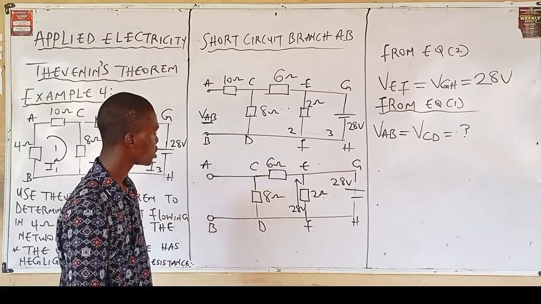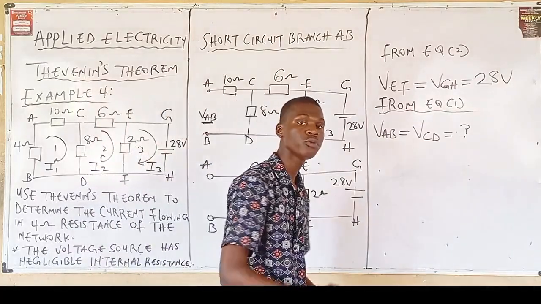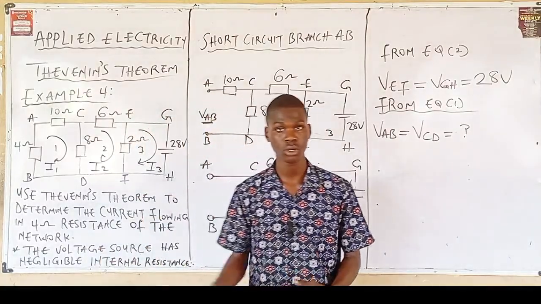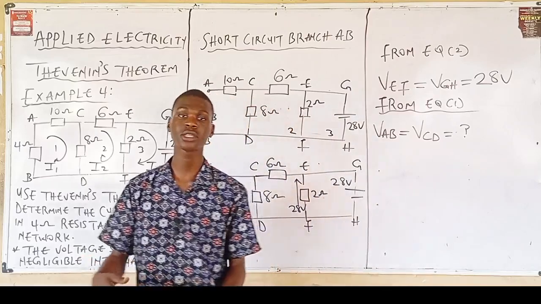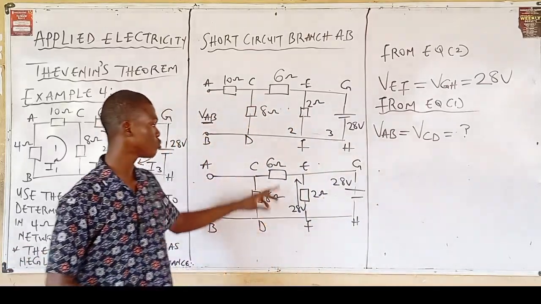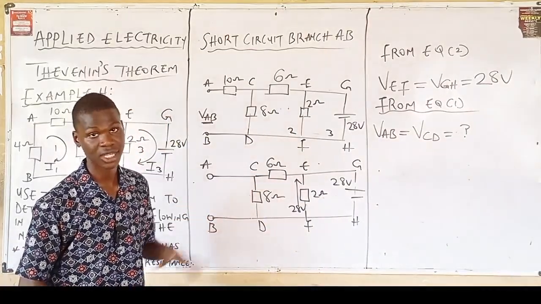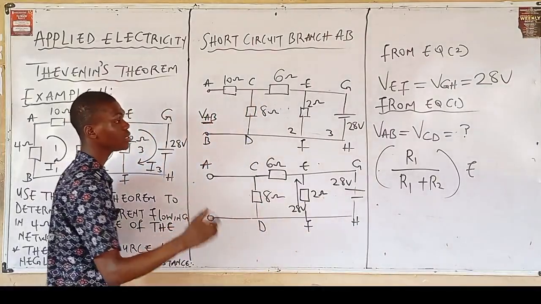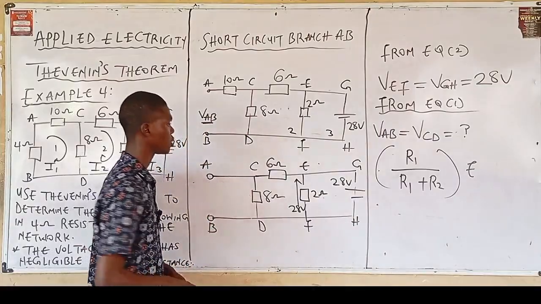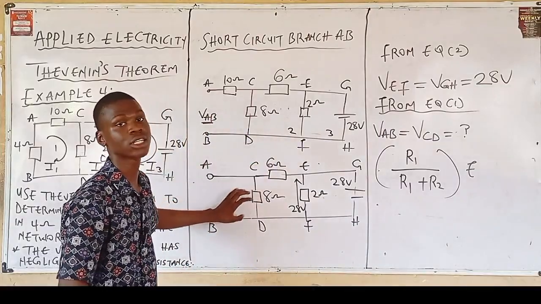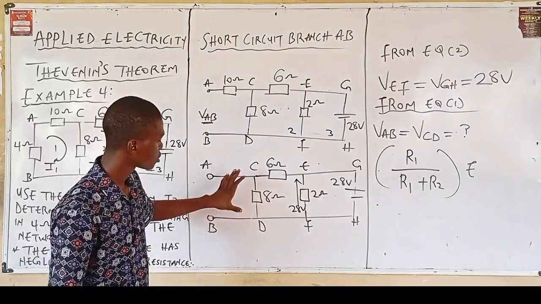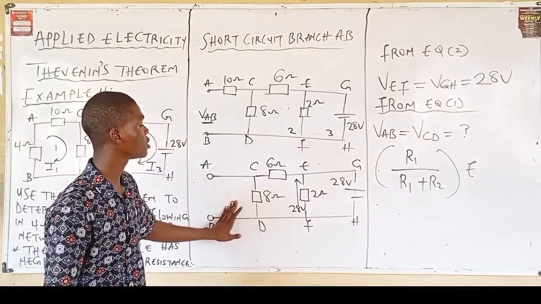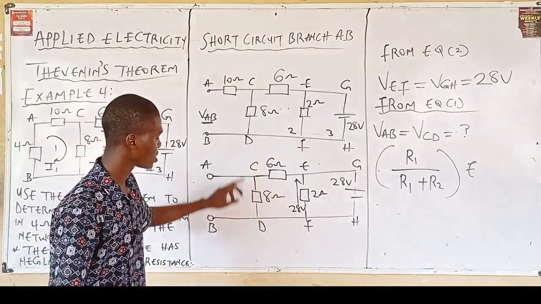Now, we've discussed what we called the current divider rule. We've seen the concept behind the current divider rule. What we are going to be using here is called the voltage divider rule. Applying the concept of voltage divider rule to this question, I'm having a 6 ohm resistor and an 8 ohm resistor. I want to know the voltage across the 8 ohm resistor, meaning branch CD.